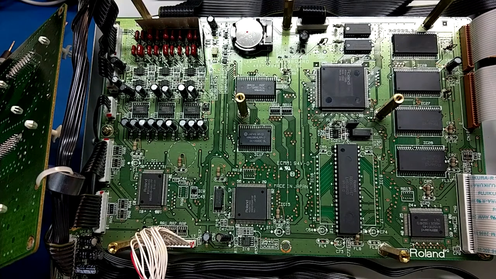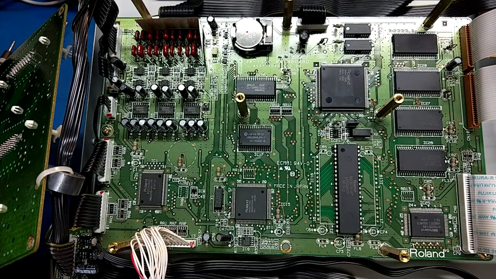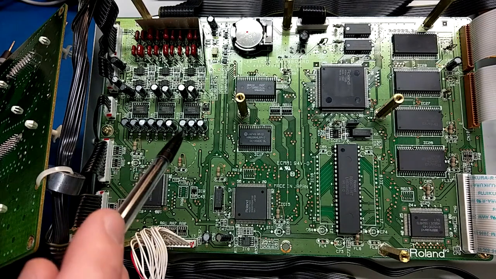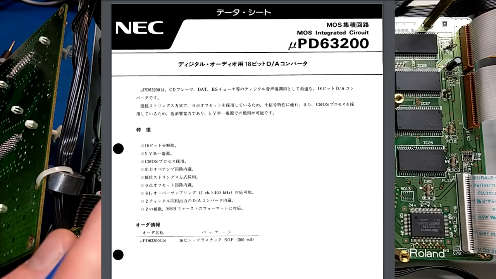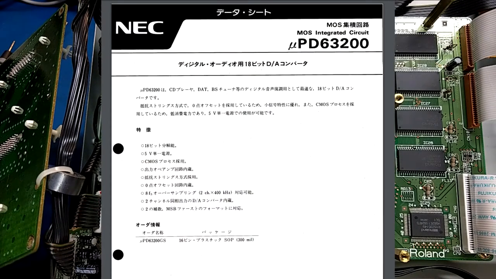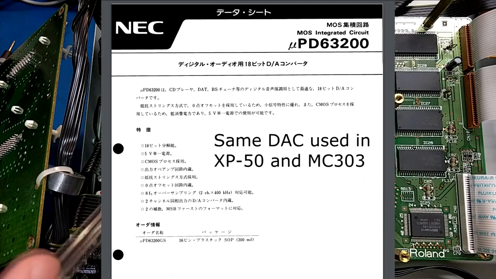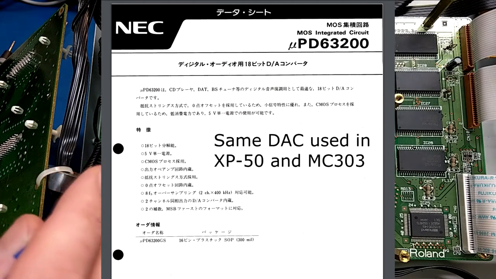Package-wise anyway. So over on the left board is our DAC area, and this is a really cool part of the board. So I mentioned before that this unit has three separate outputs: your stereo mix output, then output one, output two, all stereo outputs. So corresponding on the main board, you have three sets of DACs. These are NEC D63200s. They are 18-bit DACs, really good quality. You've seen these DACs in a lot of other Roland gear.